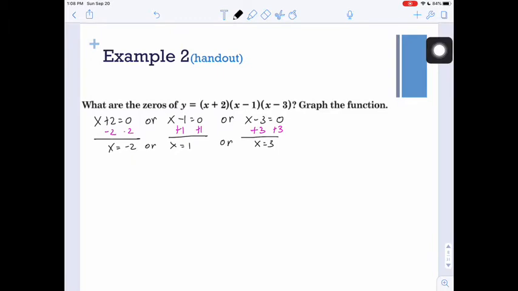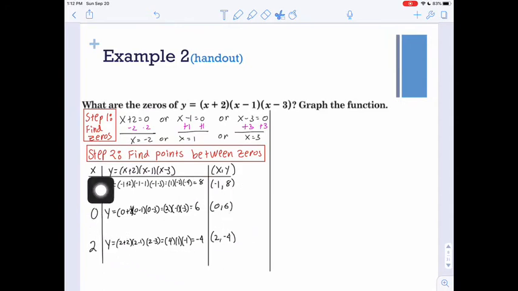That means that at negative 2, 1, and 3 on the x-axis, we should be crossing the x-axis. So we should be graphing those points as zeros of the graph. Now, to graph this function, we can just plug in some values in between these points. So if I want to know what the y value will be in between negative 2 and 1, I can plug in negative 1 and 0, and then in between 1 and 3, I can plug in 2.